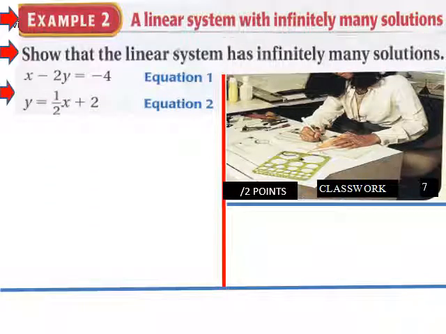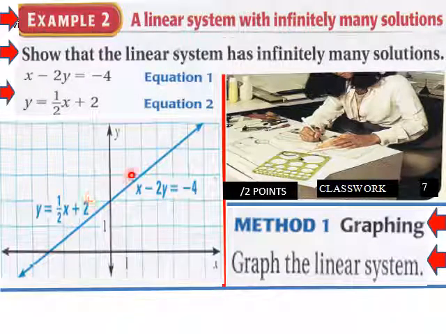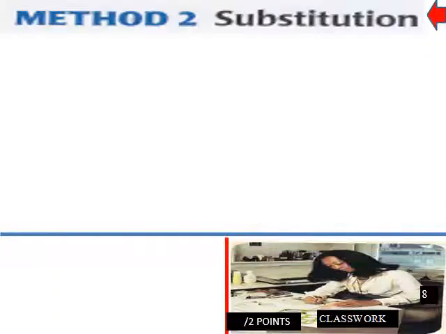Okay, example 2, a linear system with infinitely many solutions. Show that the linear system has infinitely many solutions. So graphing, here's a graph. They're the same line. This is the same as this. This is the line here. Y equals, this is solved for y, then this isn't solved for y yet. The equations represent the same line, so any point on the line is a solution. The linear system has infinitely many solutions.